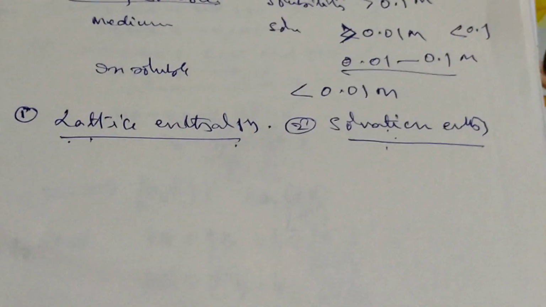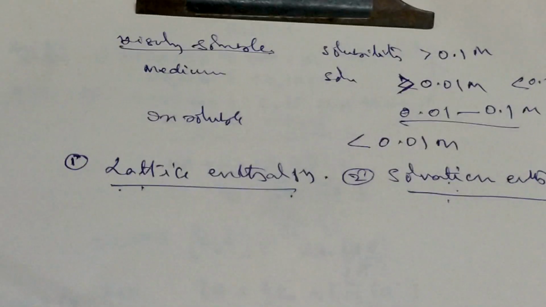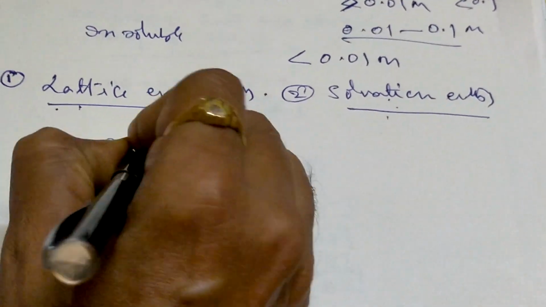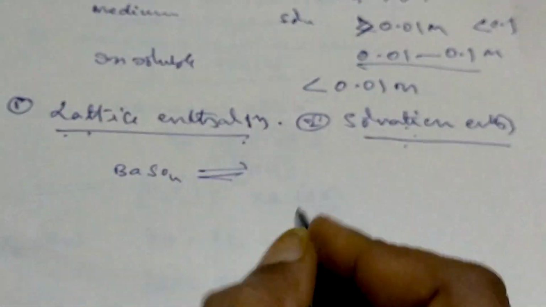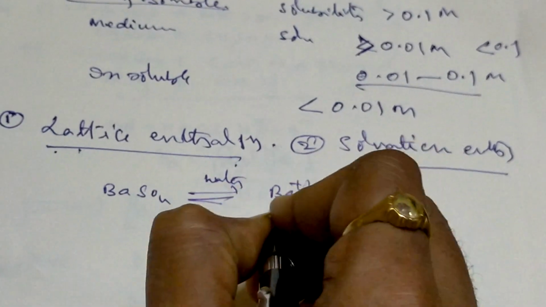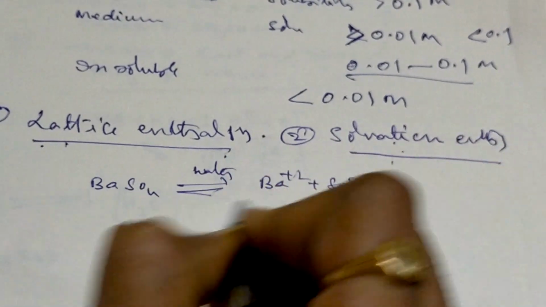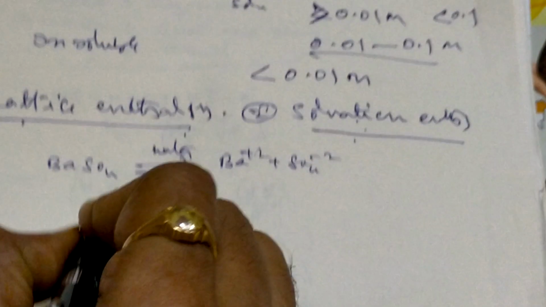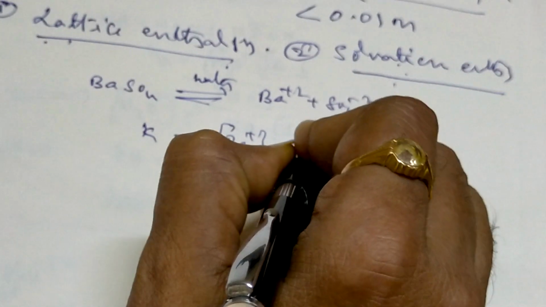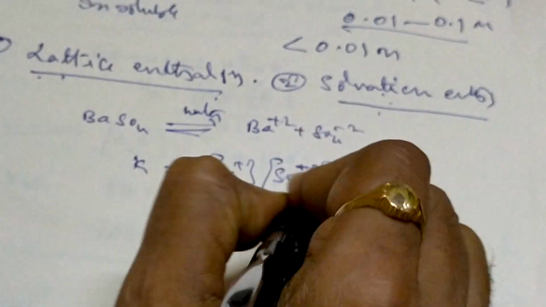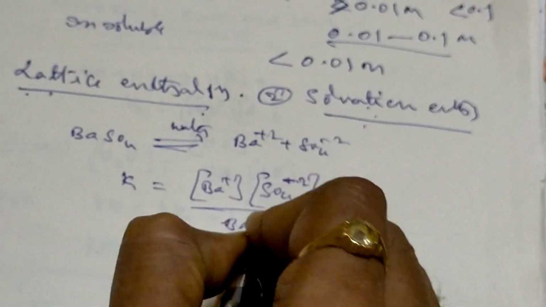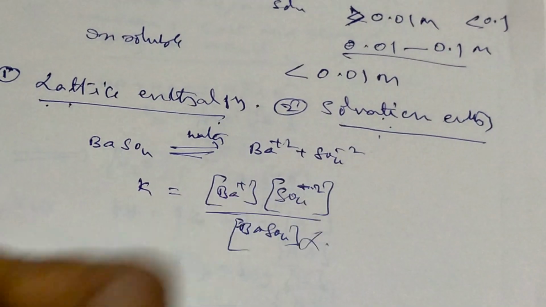Then what is the solubility product? How is the solubility represented, with all these 0.1 molars? Take a salt, barium sulfate. Barium sulfate is in water, in a saturated solution, with barium plus 2 and sulfate minus 2 formed. Now, as usual, our equilibrium constant equals barium plus 2 into sulfate minus 2 divided by barium sulfate. We need not write the solid, it is taken as 1.